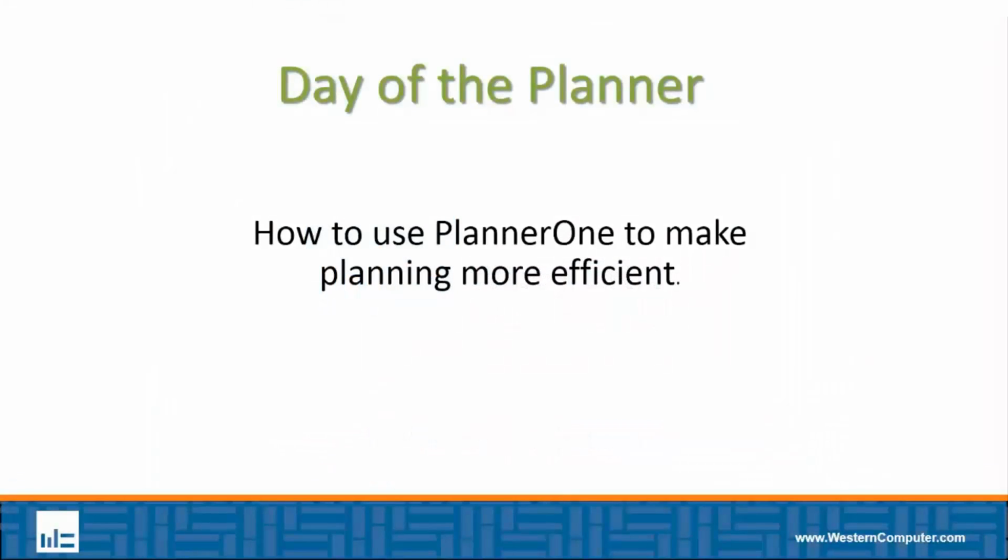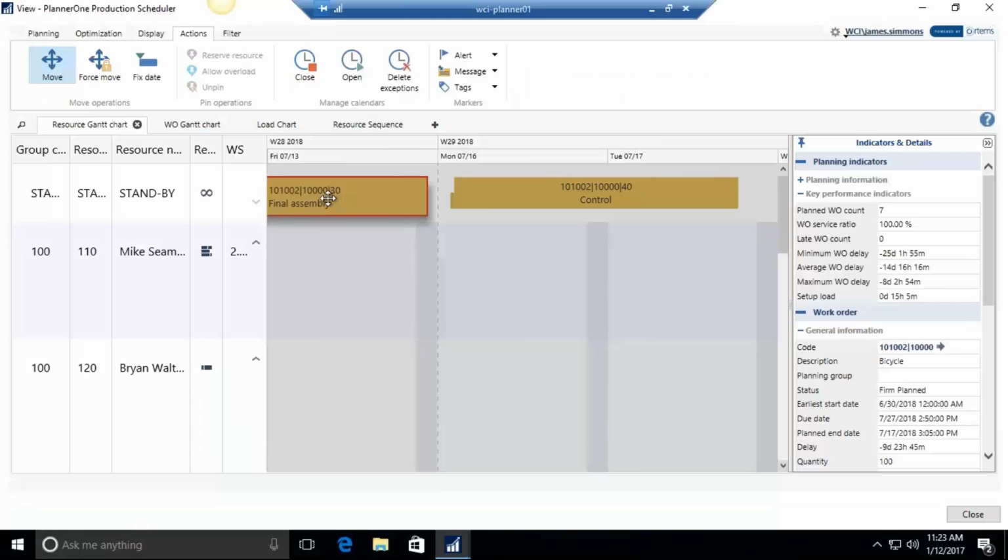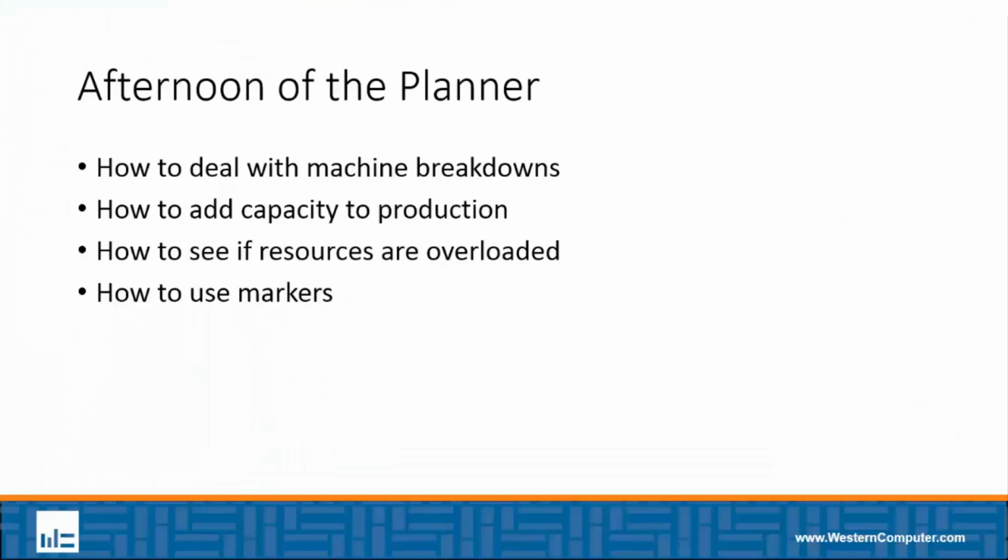So I'm going to take you through the day of the planner and how PlannerOne can make your planning more efficient. Instead of just diving into pure functionality, we're going to try to show you how to accomplish some everyday scenarios. So let's talk about the afternoon process of the planner: how do we deal with machine center breakdowns, how to add capacity to production, how to see if resources are overloaded, and then how to use our markers.